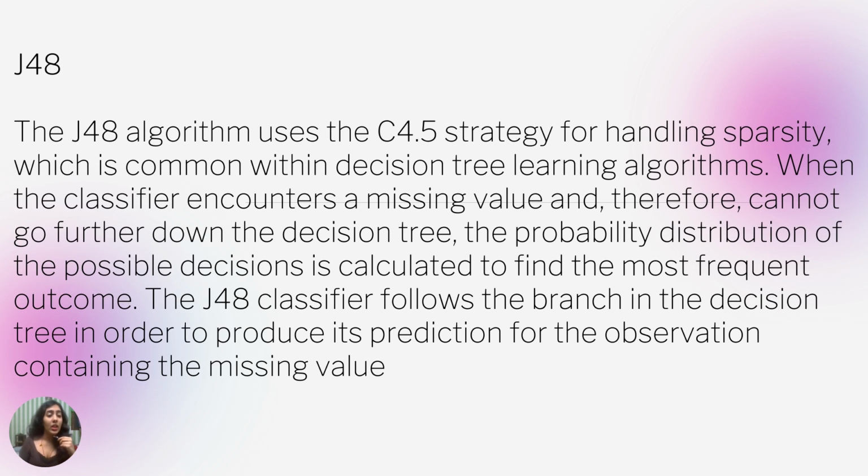Lastly comes the J48. The J48 algorithm uses the C4.5 strategy for handling sparsity, which is commonly used in decision tree algorithms. When the classifier encounters a missing value and therefore cannot go further down the decision tree, the probability distribution of the possible decisions is calculated to find the most frequent outcome. The J48 classifier follows that branch in the decision tree in order to produce its prediction for the observation containing the missing value.